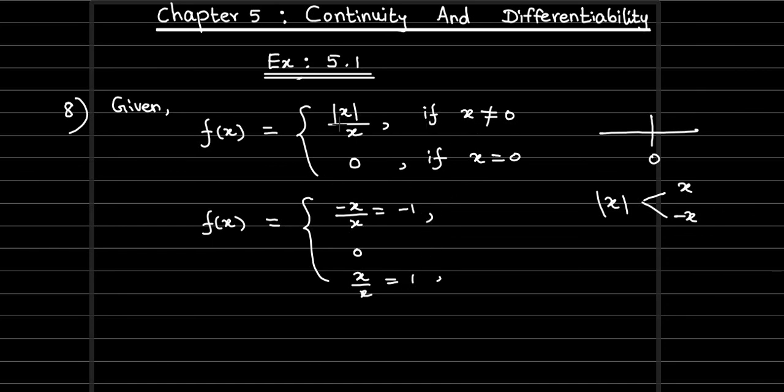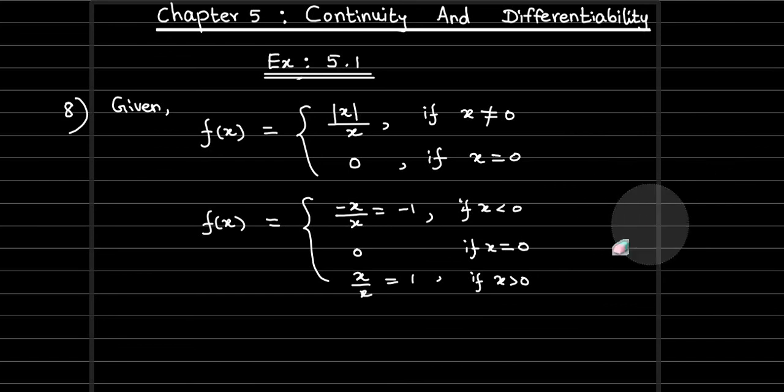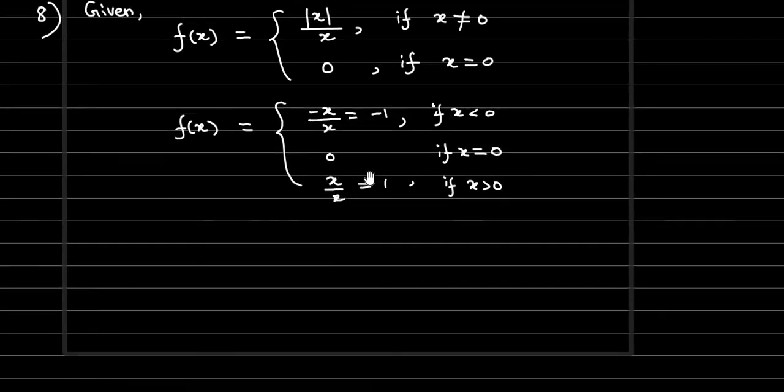If x is not equal to 0, we have to use the first function. Not equal to 0 means it can be either less than 0 or greater than 0. For the negative function, we have to use less than 0. Then 0 if x is exactly 0. And positive 1 has to be used if x is greater than 0. So we have to redefine the modulus function. Now for this one, we have to find out the discontinuity.